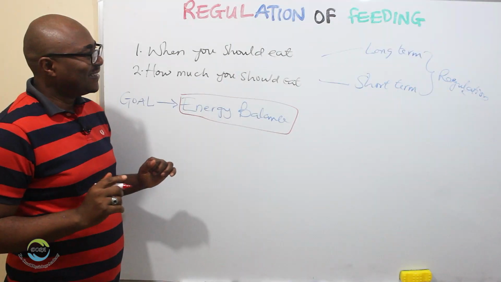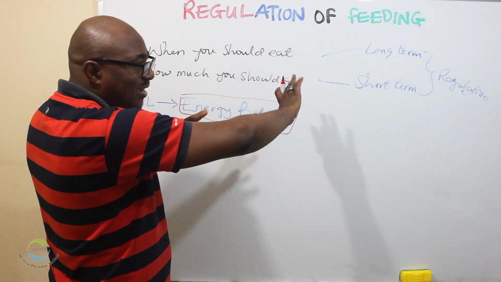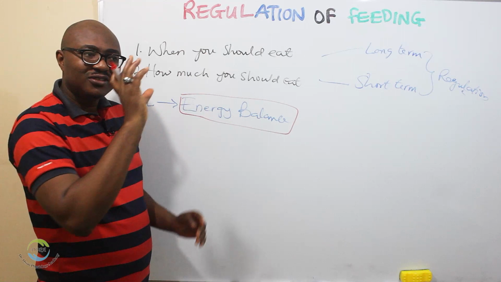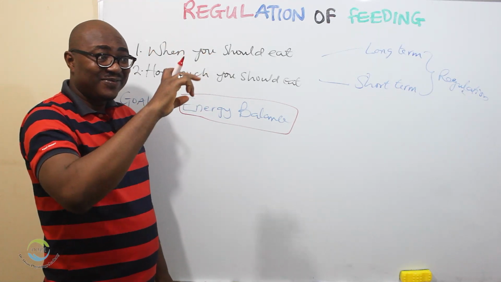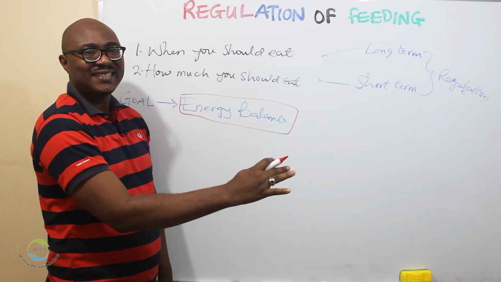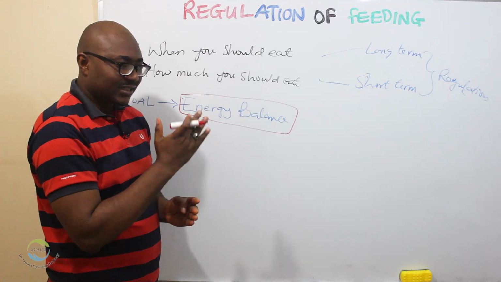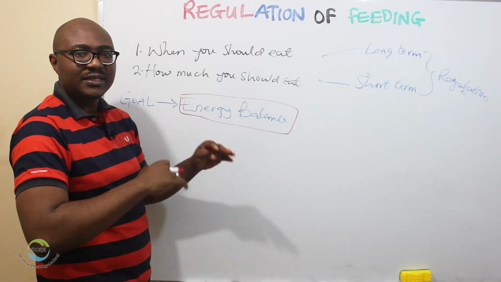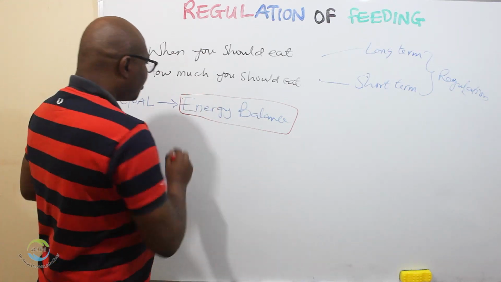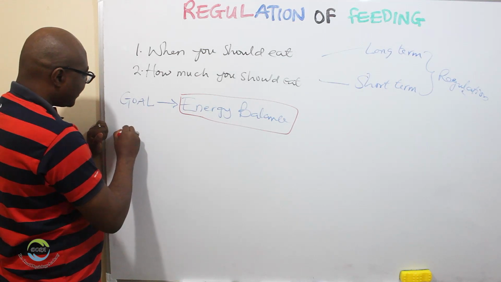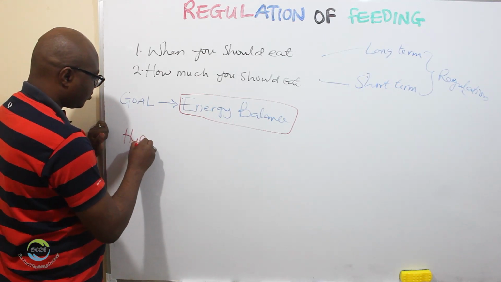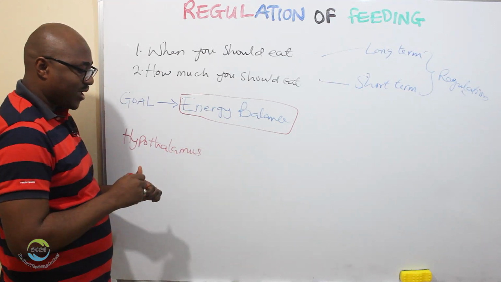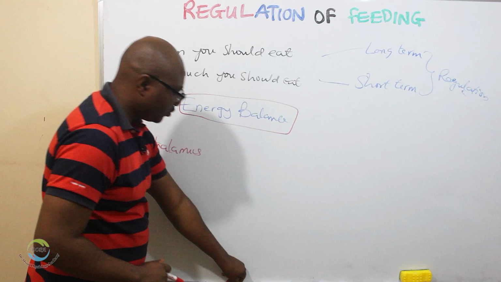Welcome back. So now we've talked about long-term and short-term regulation. Now, for everything about regulation, you must refer to a control center. There's a center that controls everything, how much you should take, and so on. That center is in the hypothalamus. The hypothalamus is where feeding is controlled.